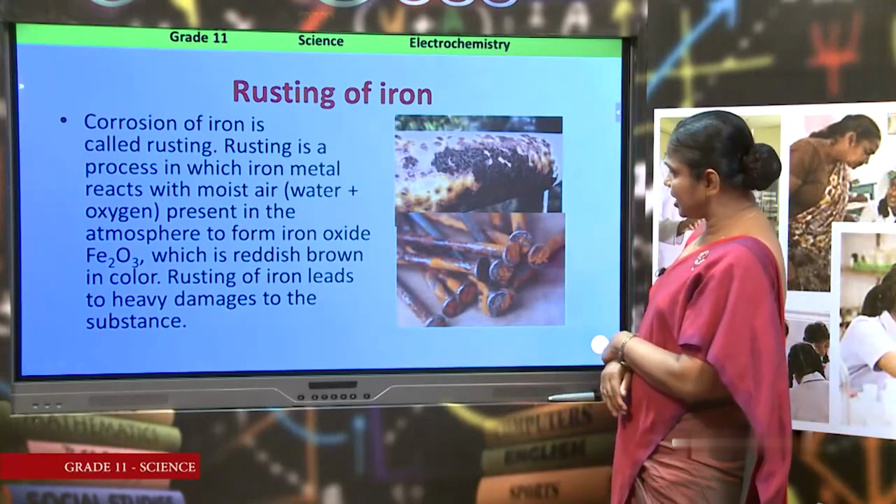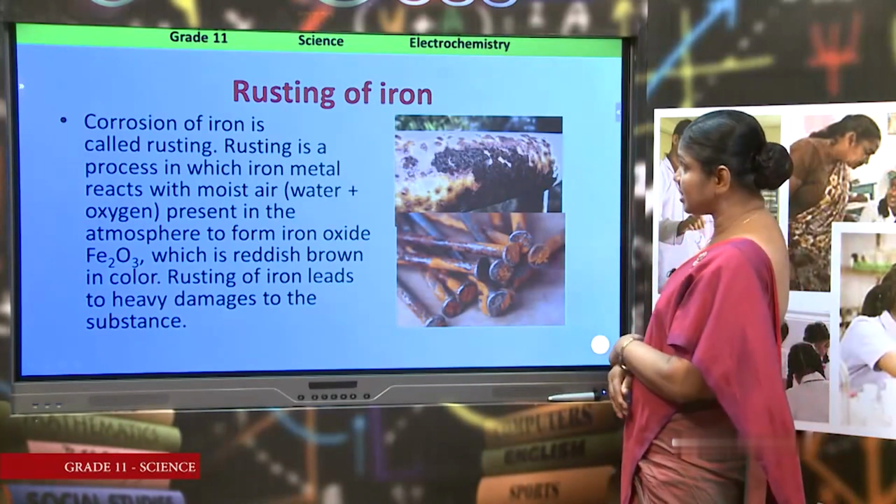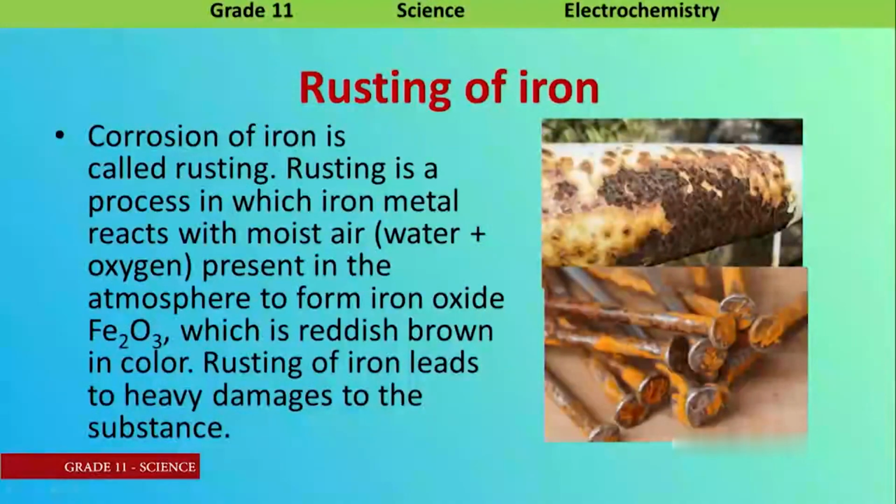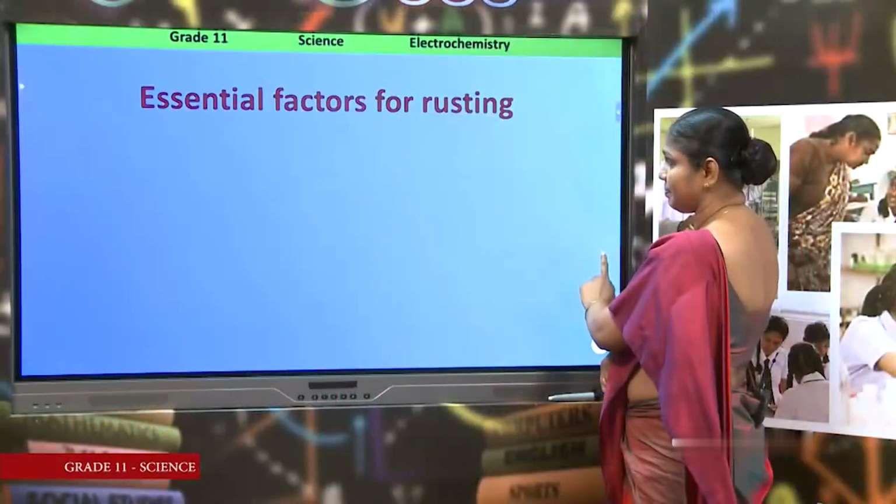Here you can see further some rusted objects. See, when they are rusted, they cannot be used again and again. So the durability of these instruments, these objects decreases. Then from time to time we have to replace these things with new ones. This is an economic loss for us. That's why we are learning how to control rusting of iron.